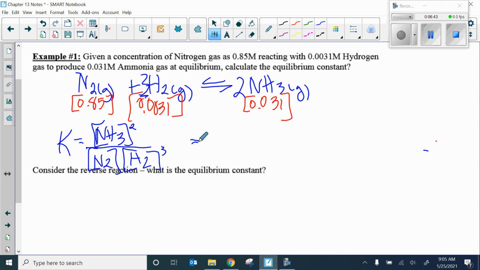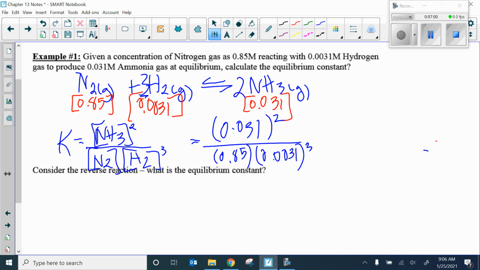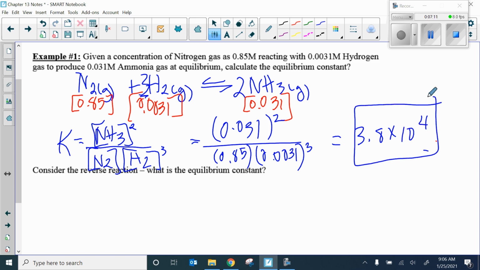So I can just substitute my numbers in. So my concentration of my ammonia is 0.031 raised to the second power. I have a concentration of 0.85 for my nitrogen gas, 0.0031 for my hydrogen raised to the third power. Punch that all in my calculator, and I get 3.8 times 10 to the 4th. Now, because we are always doing products over reactants, the units are always going to cancel out. So we do not have to worry about units for K. It is always just a number, okay?